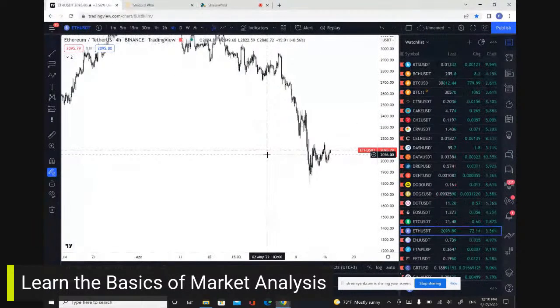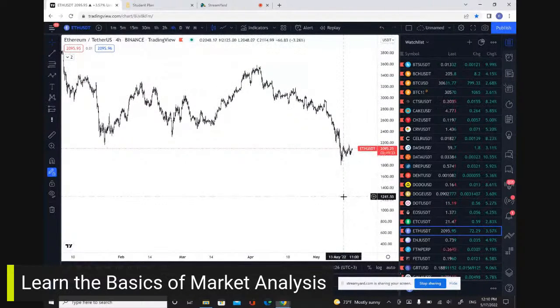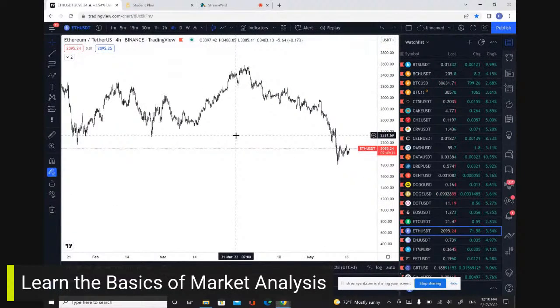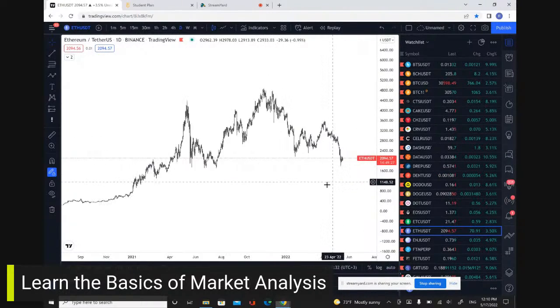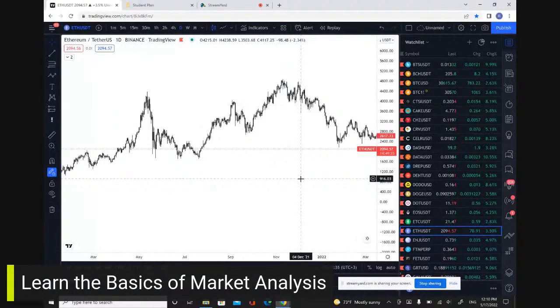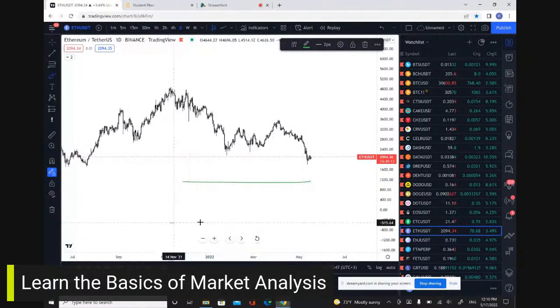Okay, so let's now talk about support and resistance. You can also start with the daily time frame. What is support and resistance? It's basically a zone that the price was not able to break either up or down. So let's say we have something like this and like this. Price has been going like this.